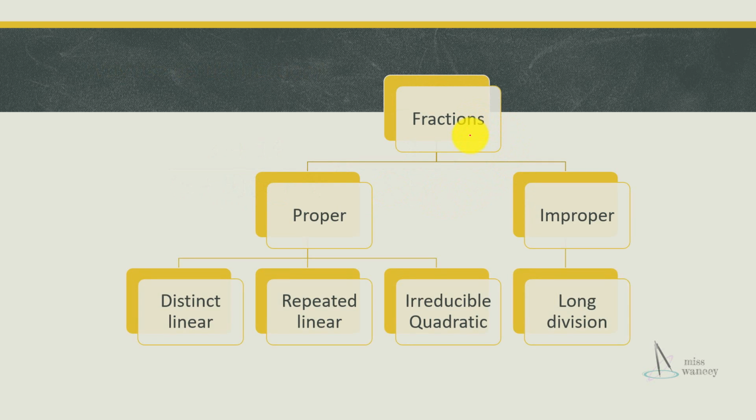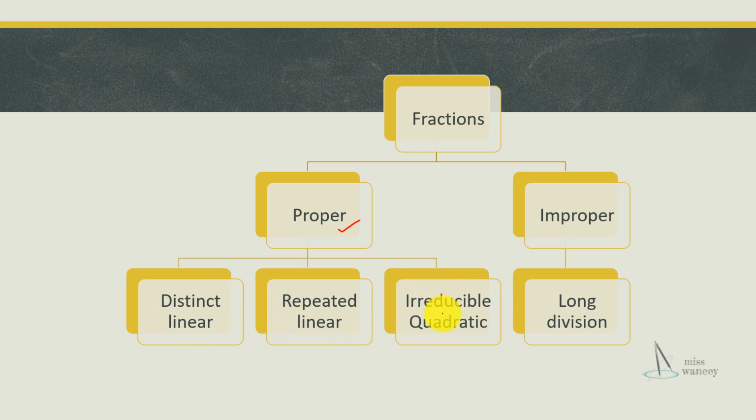Okay, so rational functions, we can separate them into two types, proper and improper. We are only going to do partial fractions for proper ones. If you have an improper fraction, do make sure you do the long division to change it into a proper one before we can do partial fractions. So in partial fractions, we can have distinct linear, repeated linear, as well as irreducible quadratic.